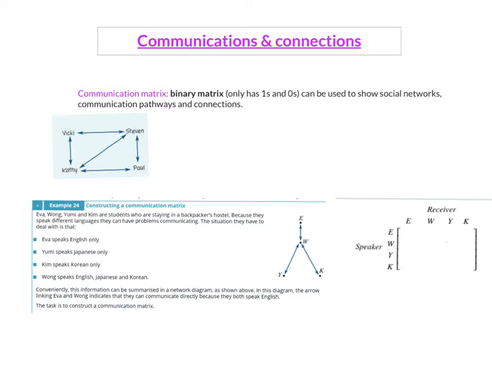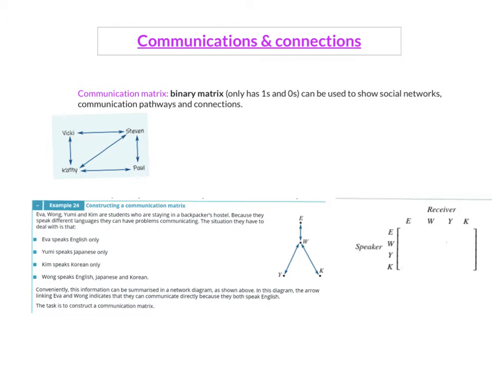Today we're looking at communications and connections. A communication matrix is a binary matrix. Binary just means we use ones and zeros. Computer language, computer coding, I believe, uses ones and zeros a lot as well. So that's what binary is. In our communication matrix, you're only going to have ones and zeros.